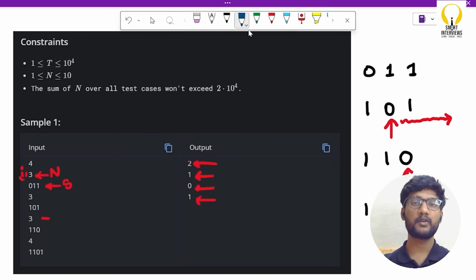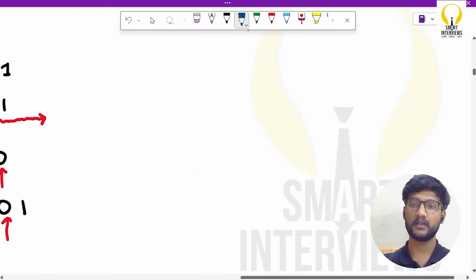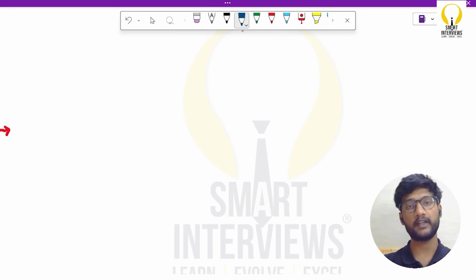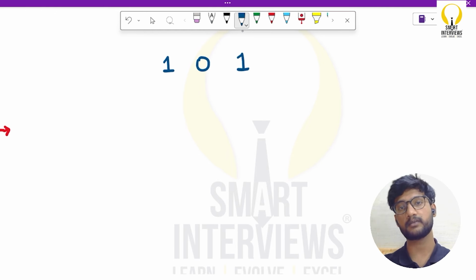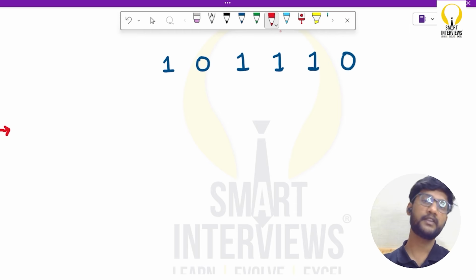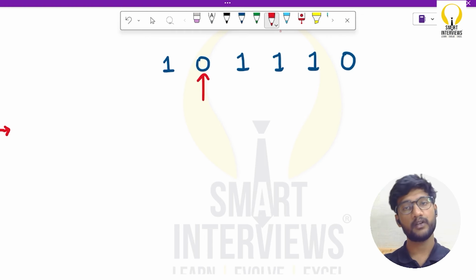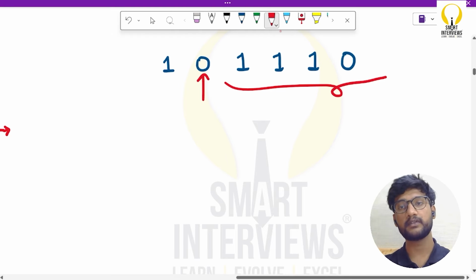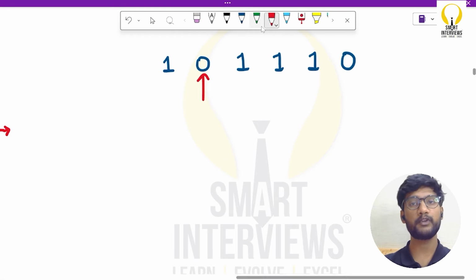So how can we solve this problem, guys? Pause the video and think how we can solve this problem. Basically, let's take one string, say 1, 0, then double 1 and 0. For this, what will be your output? Whenever you see a 0, you start counting from the right side, the entire right side. So there are 3 ones, and your output will be 3.